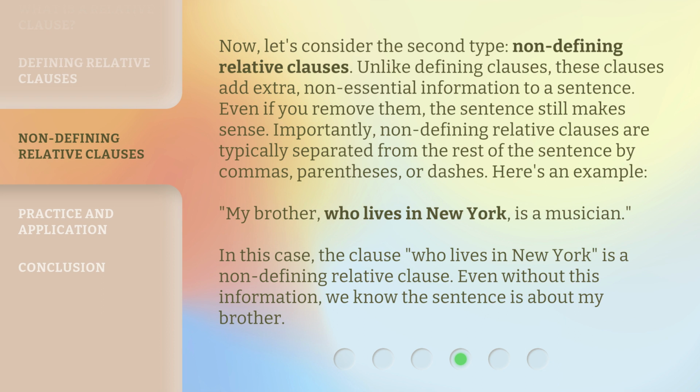Here's an example. My brother, who lives in New York, is a musician. In this case, the clause, who lives in New York, is a non-defining relative clause. Even without this information, we know the sentence is about my brother.